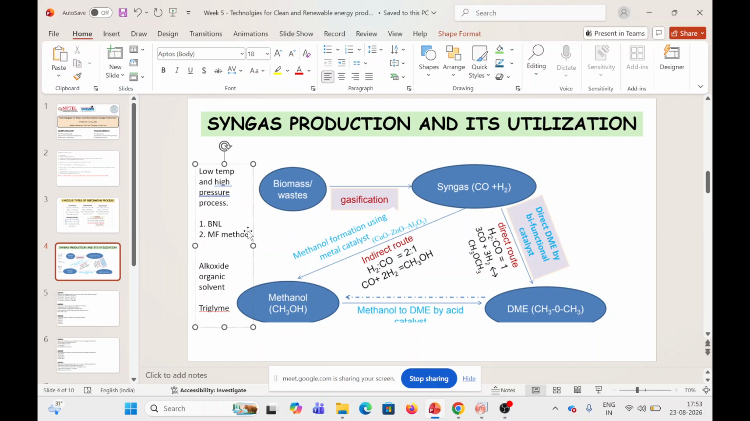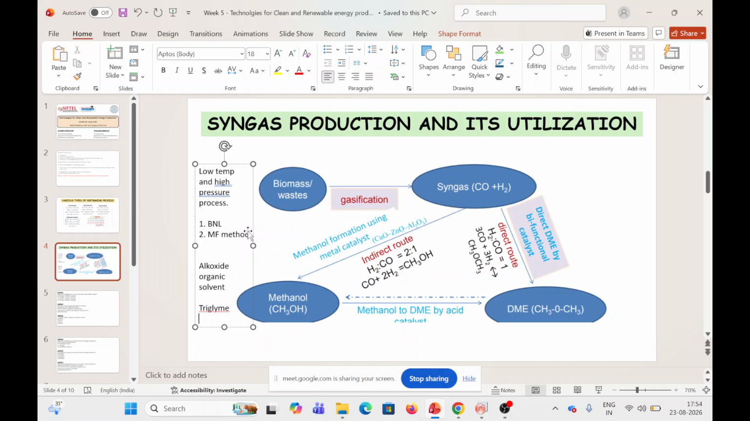So kindly remember this: the conventional conversion of syngas to methanol is a low temperature, high pressure process. The modified methods are the BNL and methyl formate methods, which are low temperature, low pressure methods. So this is one way of converting the syngas to liquid fuel.